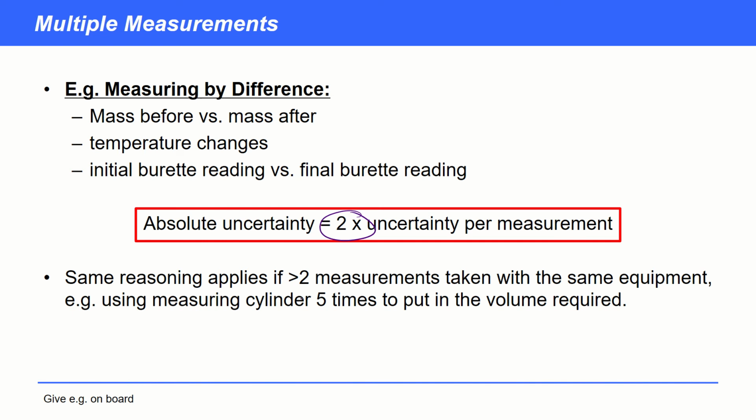And this same reasoning applies if you take more than 2 measurements with the same equipment. So let's say you used a measuring cylinder 5 times to put in the volume required. You'd actually have to multiply the uncertainty by 5 times, because every time you measure it, you incur an uncertainty.